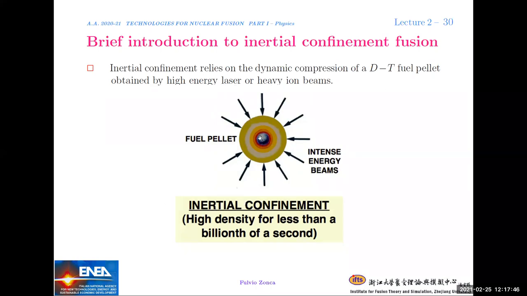So essentially you have a very, very small, few millimeters, target or pellet of DT. And there are impinging radiation or intense energy beams that basically compress this to the point in which the temperature, by compression, and the density are sufficient to approach ignition. So this is the fundamental concept. Doing this rather than using high magnetic fields in order to confine the plasma in suitable conditions.